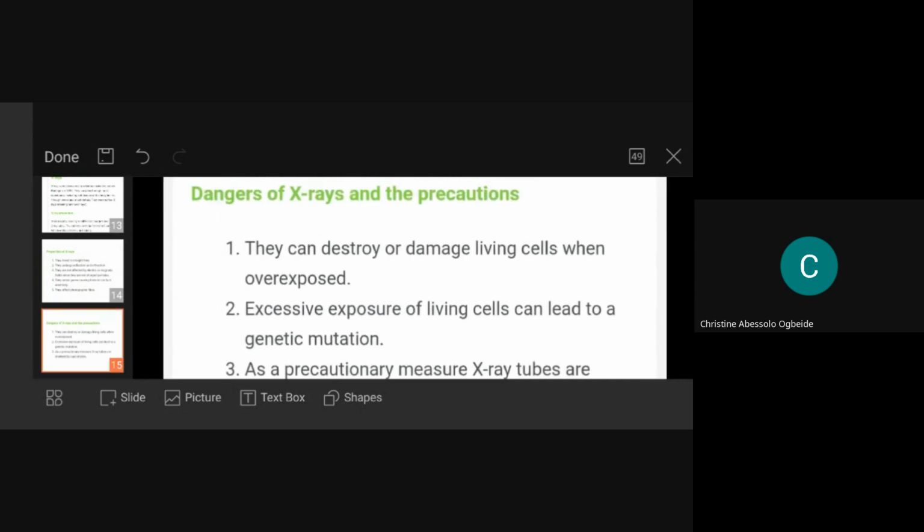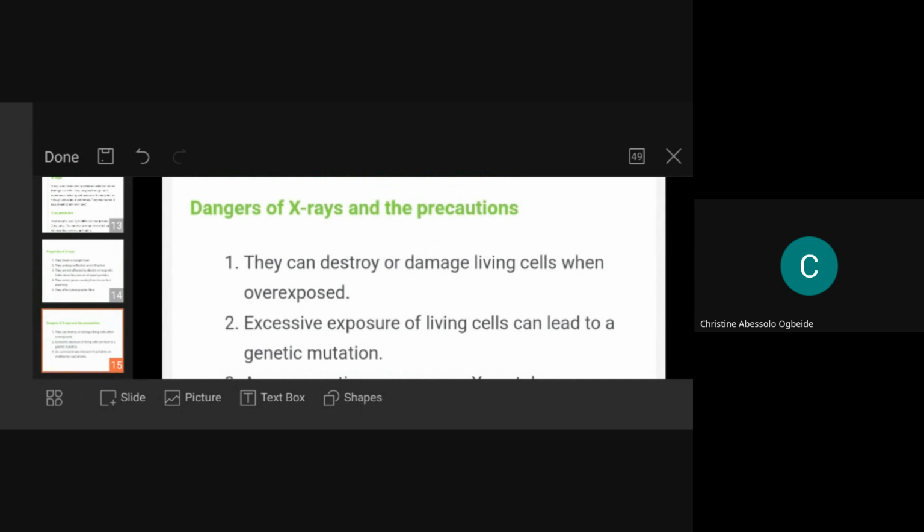Now, the next thing is the dangers of X-ray. Of course, you know that these things, when exposed to the body, also have some dangers. And one of them is that it can destroy or damage living cells when overexposed. So when your body is being overexposed to these rays and radiation, it can actually cause damage to your living cells. Excessive exposure of living cells can lead to genetic mutation.